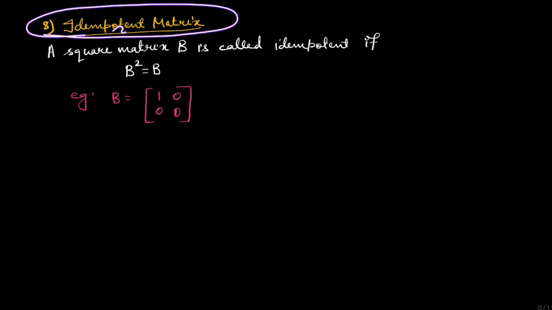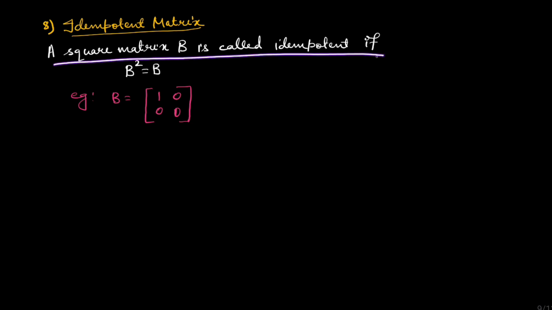Next important special type is idempotent matrix. This is a very important matrix and it is frequently asked in competitive exams. It has numerous properties, so this is one of the important special types which we are going to study in today's lecture. So what is the definition? A square matrix B is called an idempotent matrix if its square is equal to the same matrix itself. So if you perform the square of any matrix and it comes out to be the same matrix, then it is known as an idempotent matrix.